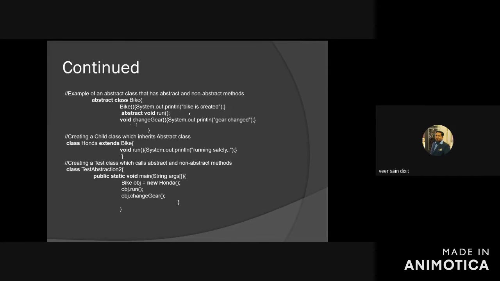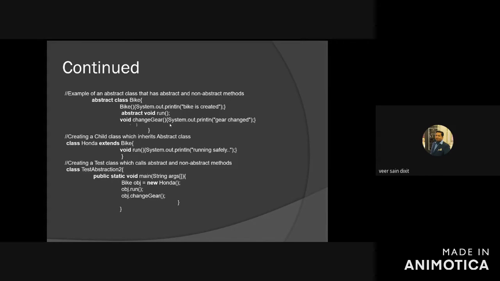Bike, System.out.println, bike is created. Now this run is an abstract method. This changeGear method is a non-abstract method. So this point is proven that an abstract class can have non-abstract methods as well as abstract methods. So in this abstract class Bike, there is one abstract method run and two non-abstract methods, Bike and changeGear.